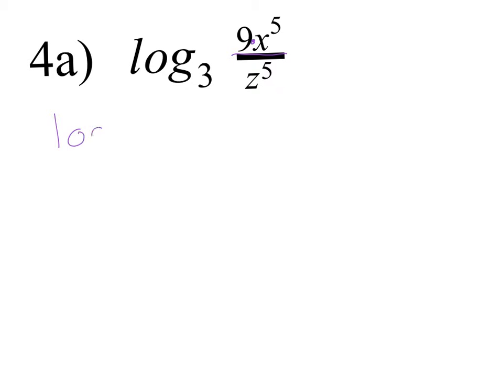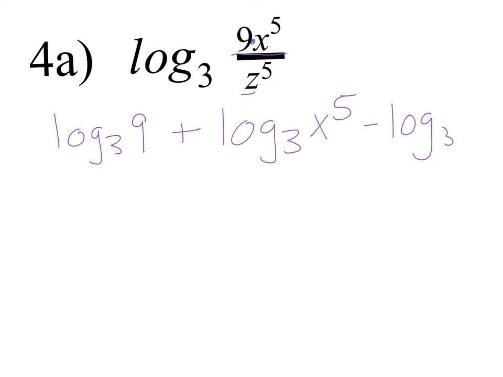So I have log base 3 of 9. Now these two are being multiplied on top, so since they're on top, that becomes a plus. Log base 3 of x to the 5th. Now my z is on bottom, so it's subtraction. So log base 3 of z to the 5th. I don't want any exponents. And you should see if you can simplify this nicely. If you can, then you plug it in your calculator, or you can think, 3 raised to which power is 9. You put that in your calculator, you should get 2.